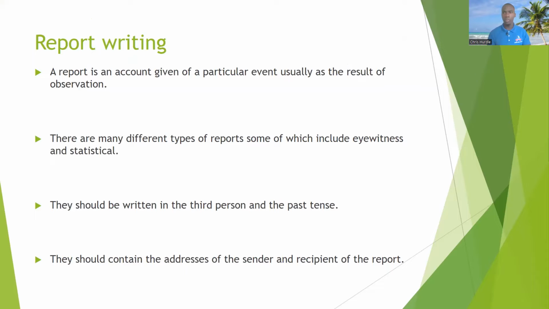But first of all, what is a report? So a report is an account given of a particular event, usually as the result of observation. So this account can be written or it can be spoken. But the last part is very important, as the result of observation. Therefore, a report would be a description of something that happened, right? So this is what it said as a result of observation, because you're going to give an account or description of something that has already happened, right?